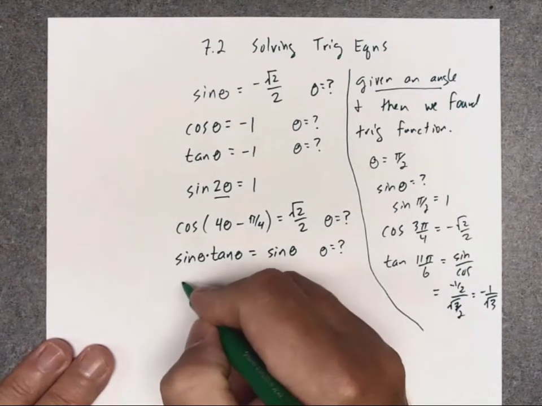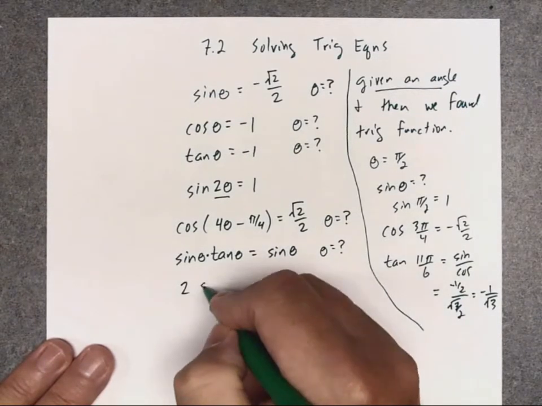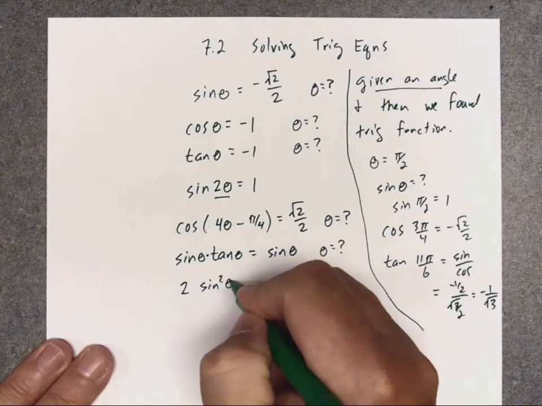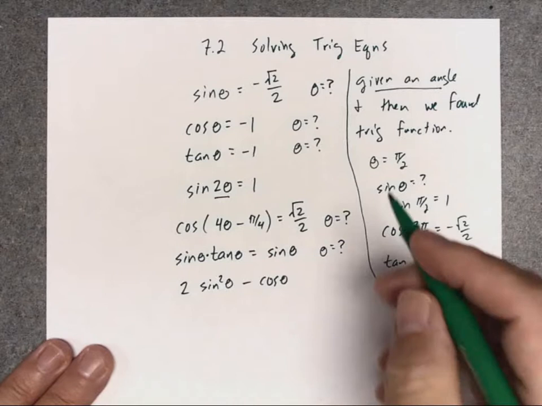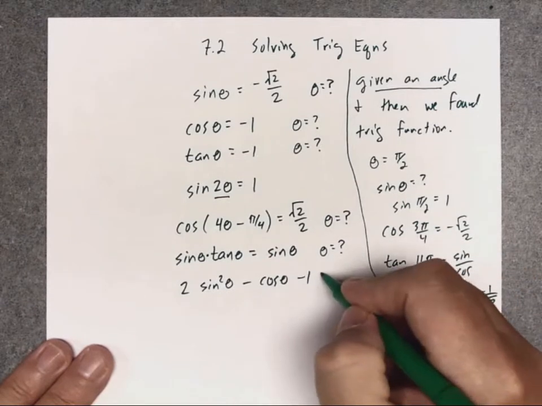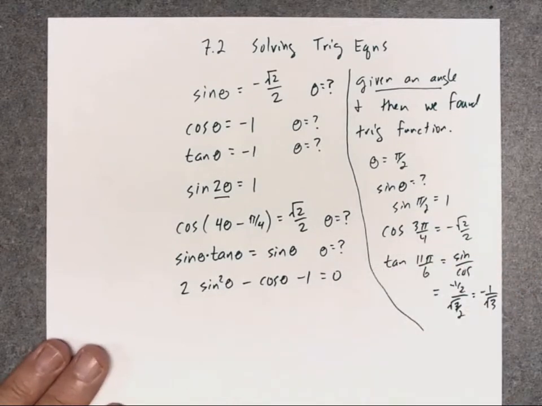And then we'll do one more. 2 sine squared theta minus cosine theta minus 1 equals 0.